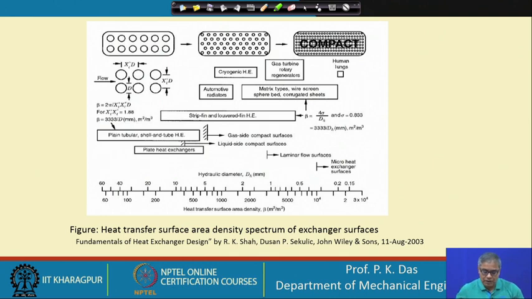Let us proceed with the description of this slide, which is very important. Here again there is the strip fin and louvered heat exchanger, which falls in the intermediate region. So, what we can see is that the human lung is at one extreme, and at the other extreme we have the plain tubular shell and tube heat exchanger.